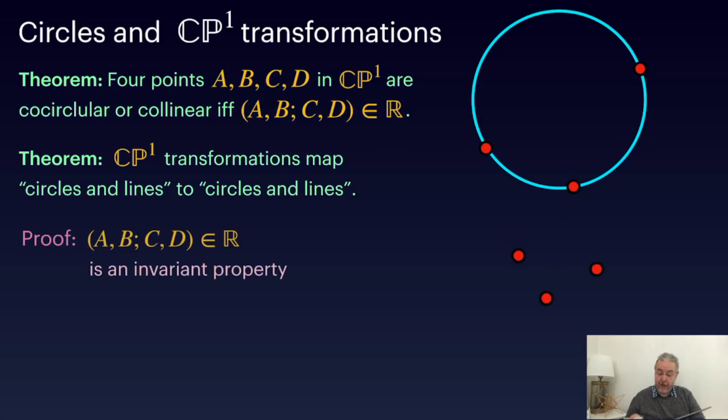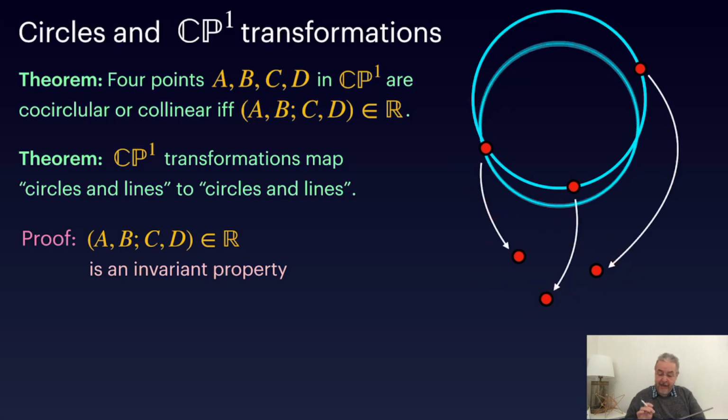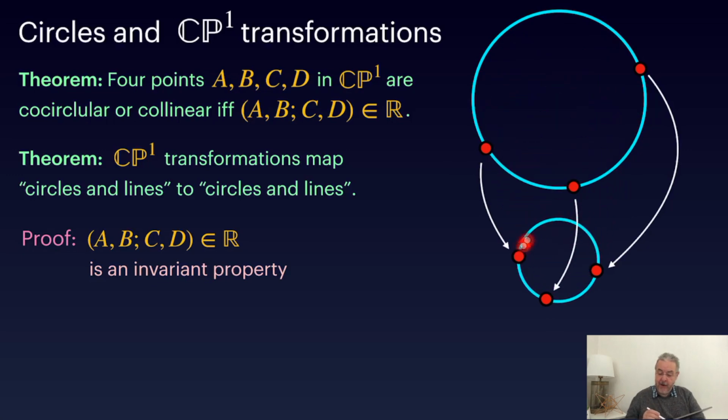So assume you have a projective transformation that maps these 3 points here to these 3 points. Through these 3 points you again get a unique line or circle, and the claim is that all points on the circle from which you start are mapped to the image circle. So just take a generic point on your circle here and map it by your projective transformation.